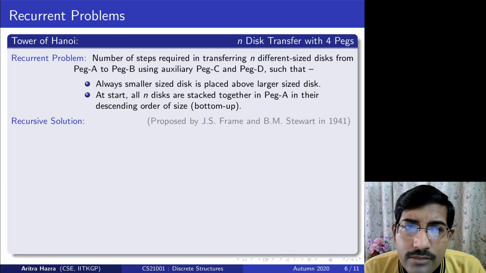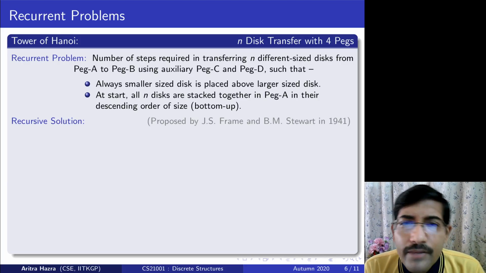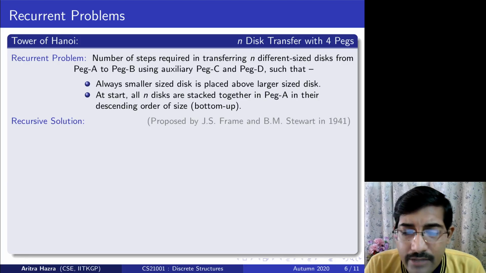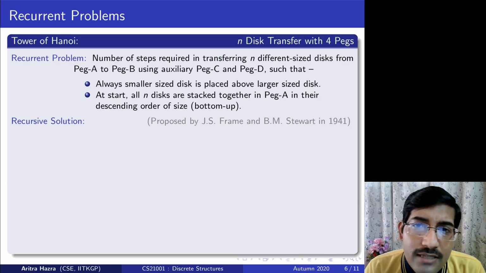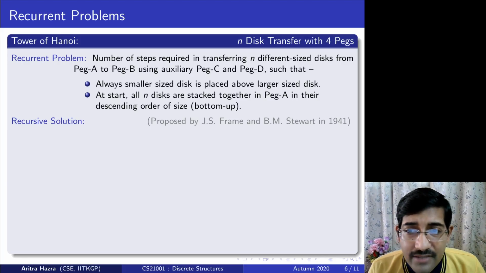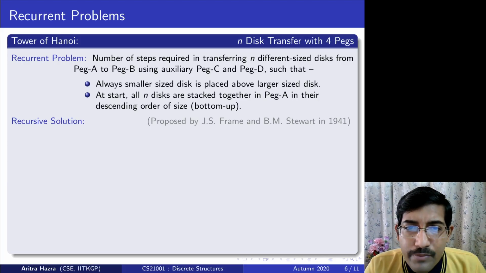Now I just remove a chunk of those disks. Let's say I remove a chunk of n minus k number of disks from peg A to peg D using peg B and C. And then the k disks that were there remained in peg A, I just try to put it in the destination and then move the rest, n minus k disks, which were waiting for me, back here. But 4 pegs are here. So let us start thinking it one by one, starting from the basic solution.